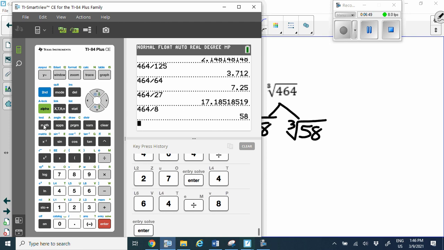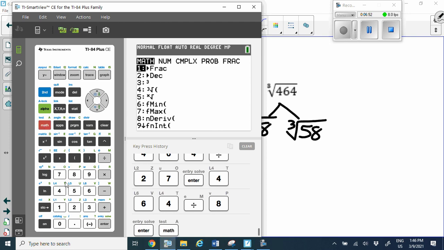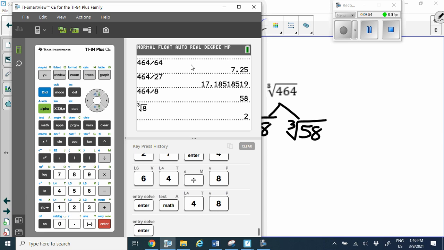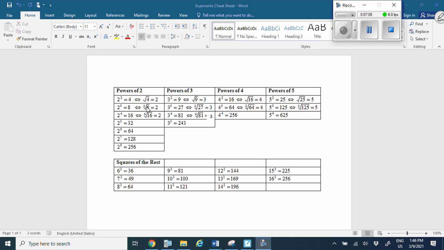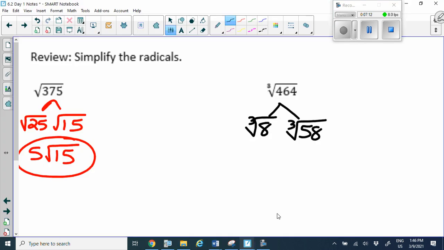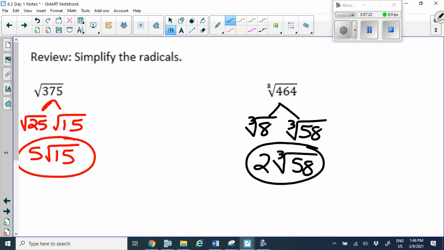Remember, I've shown you how to do this. You can go to math, go to number 4, do 8. The cube root of 8 is 2, okay? You can also use your exponent cheat sheet if you need to. Here we see the cube root of 8 gives us 2. So the cube root of 8 is 2. There's no perfect cube that goes into 58, so we keep it as the cube root of 58. This is going to be my final answer, okay?